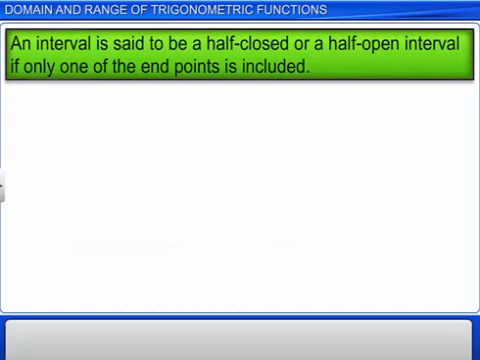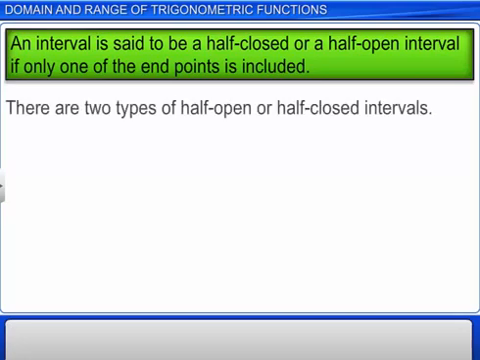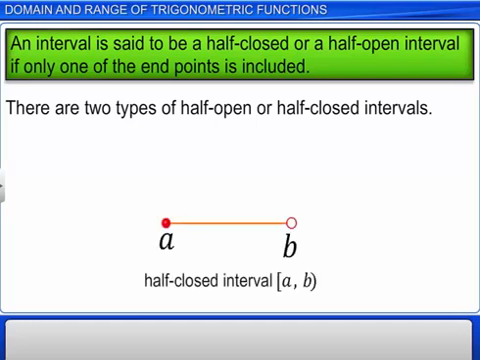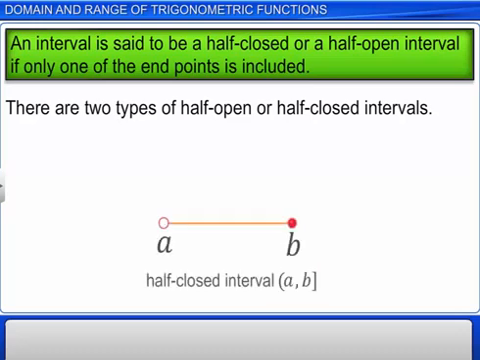An interval is said to be a half-closed or a half-open interval if only one of the endpoints is included. There are two types of half-open or half-closed intervals. If A is included, but not B, then the bracket is closed at A and open at B. It is denoted as shown. On the other hand, if A is excluded and B is included, then the bracket is open at A and closed at B. It is denoted as shown.